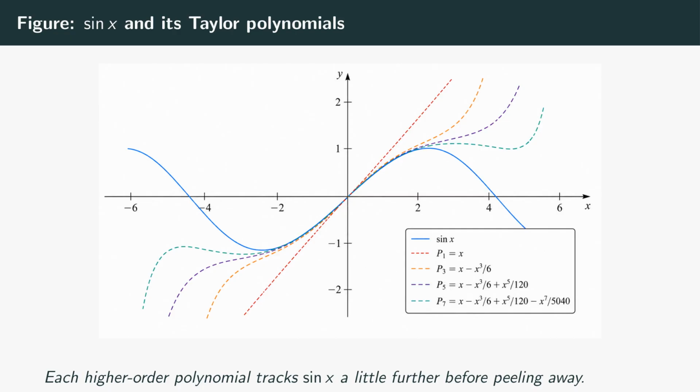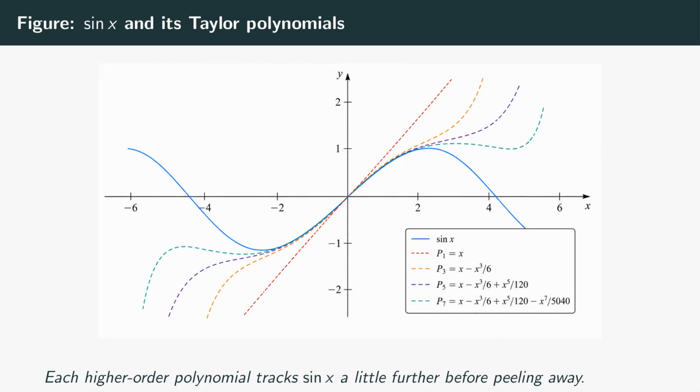P sub 5 of x equals x minus x cubed over 6 plus x to the fifth over 120. Tracks through the trough at x equals minus pi over 2 as well. Follows sine x further before the x to the fifth term takes over. P sub 7 of x equals x minus x cubed over 6 plus x to the fifth over 120 minus x to the seventh over 5040. Track sine x across nearly the whole window, good agreement through about the absolute value of x less than 4.